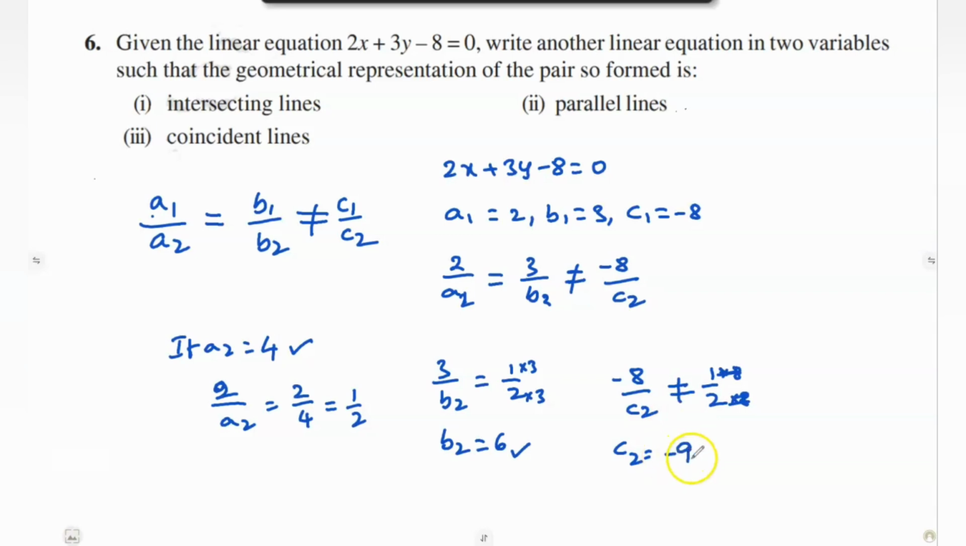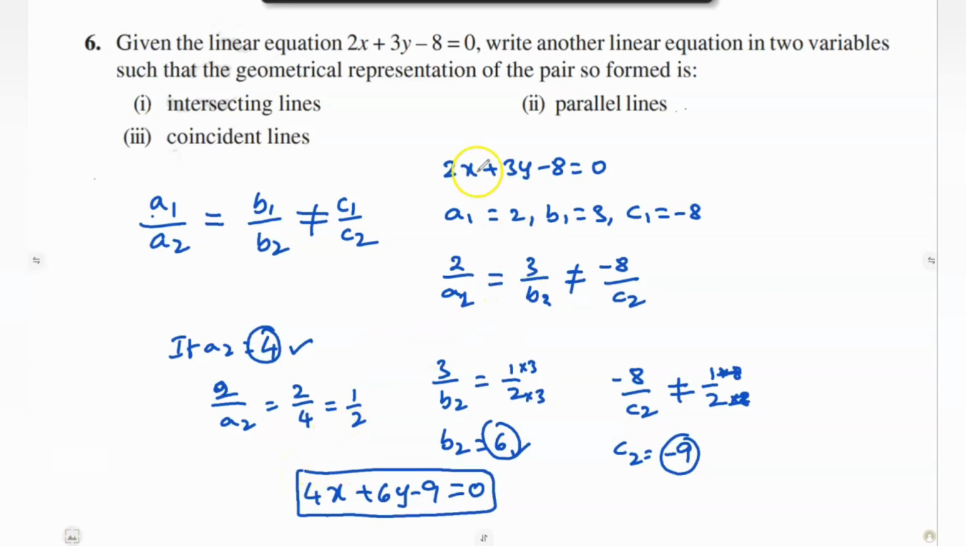So let me take c2 as minus 9. So taking these values of a2, b2 and c2, I can frame the equation a2x plus b2y plus c2 is equal to 0 as 4x plus 6y minus 9 equal to 0. This equation and our given equation, when graphed, become parallel lines. If you can understand, a1 by a2 and b1 by b2 are equal, whereas c1 by c2 are not equal, right?